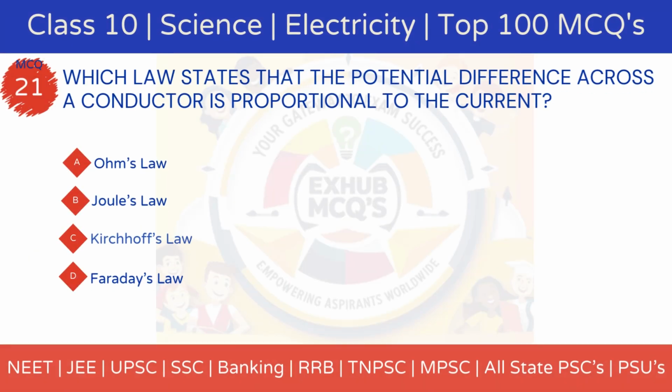MCQ 21. Which law states that the potential difference across a conductor is proportional to the current? Option A, Ohm's law. Option B, Joule's law. Option C, Kirchhoff's law. Option D, Faraday's law.